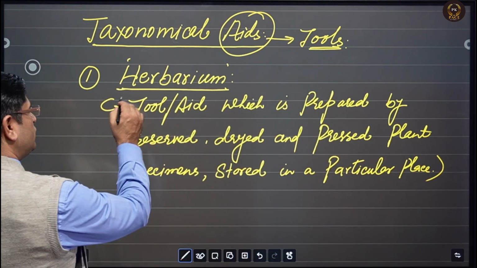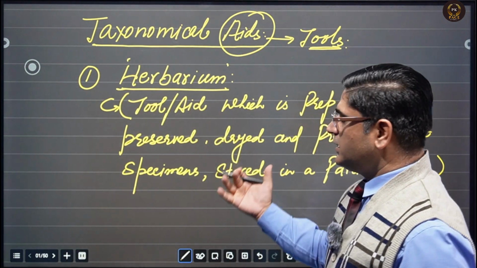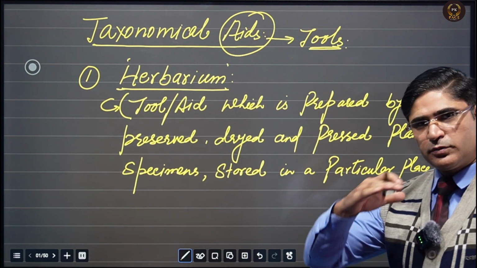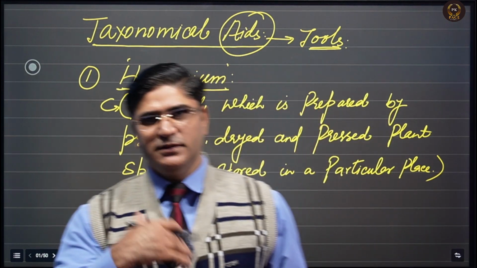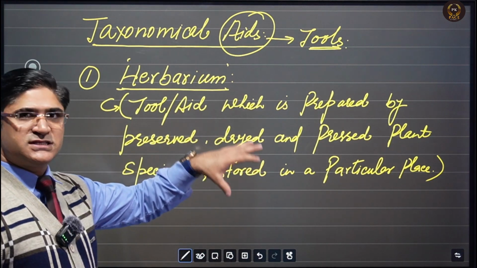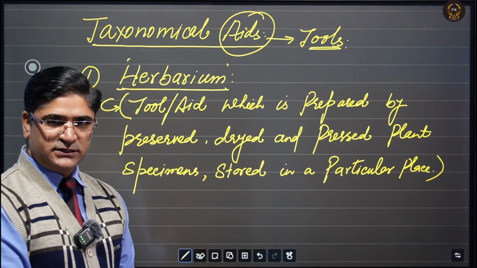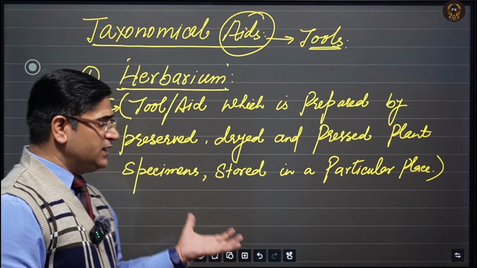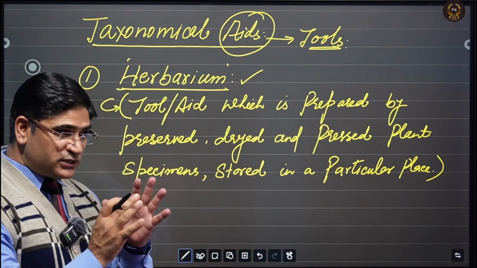ठीक है ना? So this is the tool herbarium. Herbarium एक ऐसा tool होता है बेटा जहां पे प्लांट स्पेसिमेंस को प्रिपेयर किया जाता है, ड्राई और प्रेस्ड स्पेसिमेंस, जिनको बाद में किसी अच्छी जगह पे प्रिजर्व करके रखते हैं। उस स्टोरेज हाउस को जिसमें ये प्रिजर्व्ड स्पेसिमेन ऑफ प्लांट स्टोर करके रखते हैं, that particular storage house is known as the herbarium house. So this is known as the herbarium.